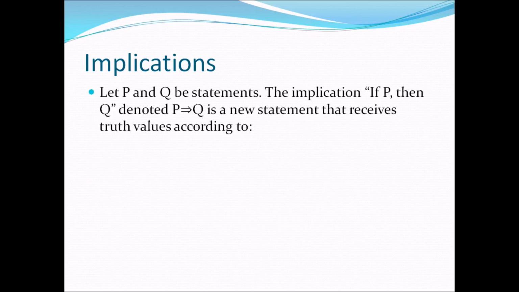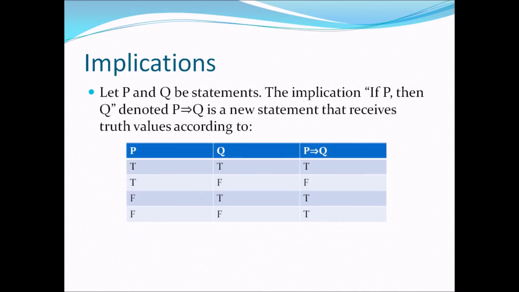So first off, I want to talk about implications, and we're going to let P and Q be statements because these are what we've been working with. So the implication if P then Q is denoted by P then an arrow pointing to Q. It's a new statement that receives truth values according to the following truth table.